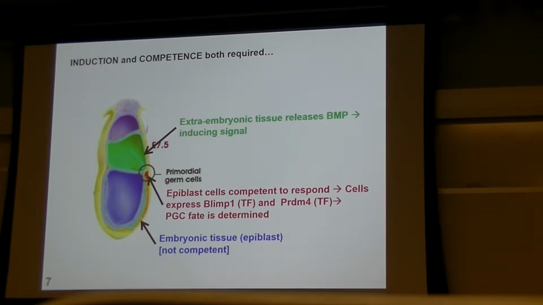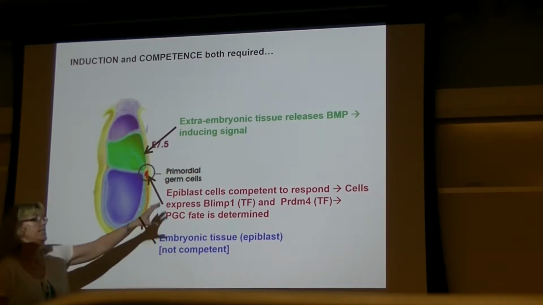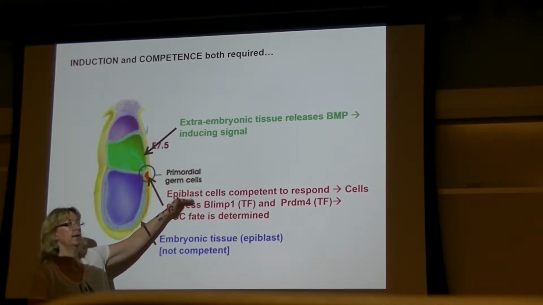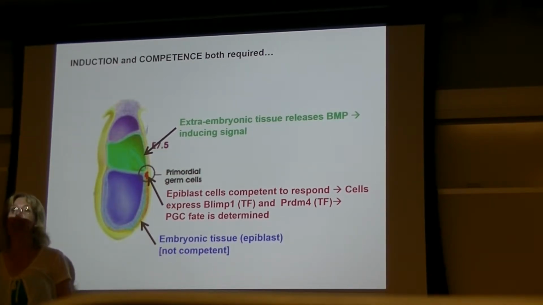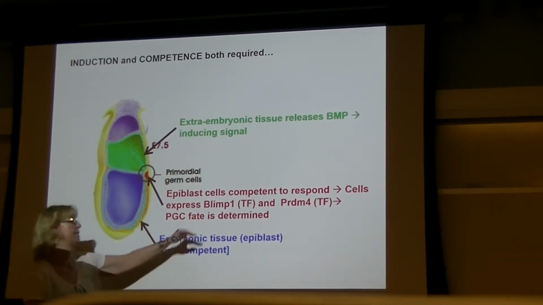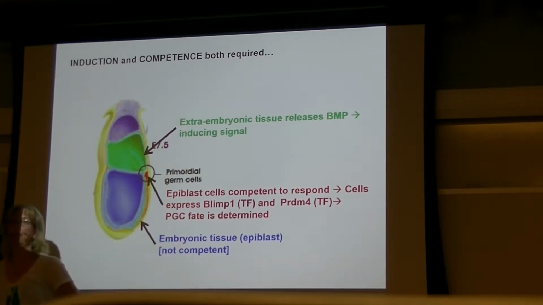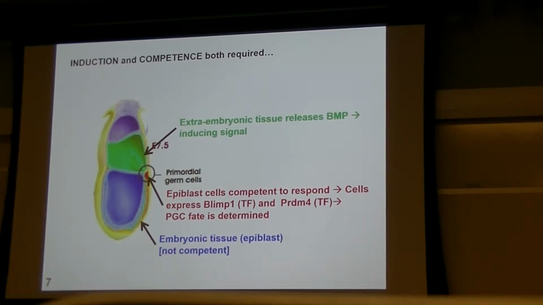Yes? Sorry, did you say they need to be expressing BLIMP1 and another one to be able to get the inducing signal from BMP, or does the inducing signal make them express those other two? The latter. Once they get the signal and they are responding and taking on the induced state, you'll see the expression of some downstream genes like BLIMP1 and PRDM14. But in addition to that, these cells at an earlier time probably already were doing something special to be competent to receive that signal.